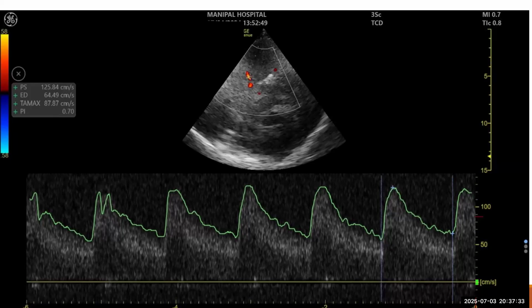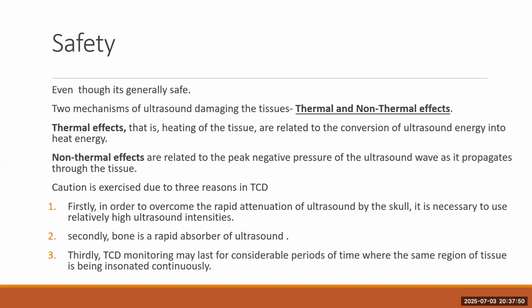So possibly in all point of care, or let's say bedside sonography in critical care, these two indices are of paramount importance in transcranial Doppler. So here MI is 0.7 and TI, the thermal index, is 0.8. These are the indices which indicate the safety of the ultrasonographic use.